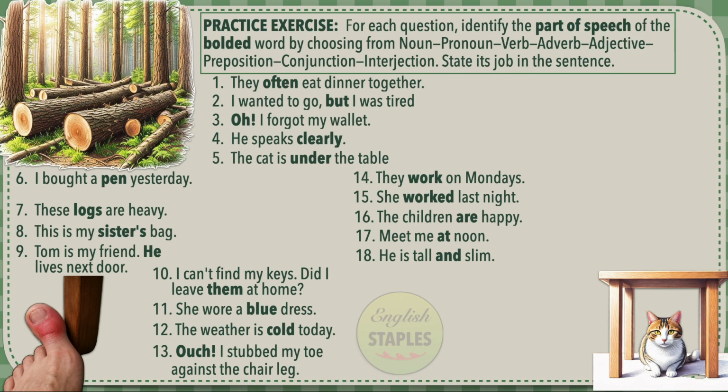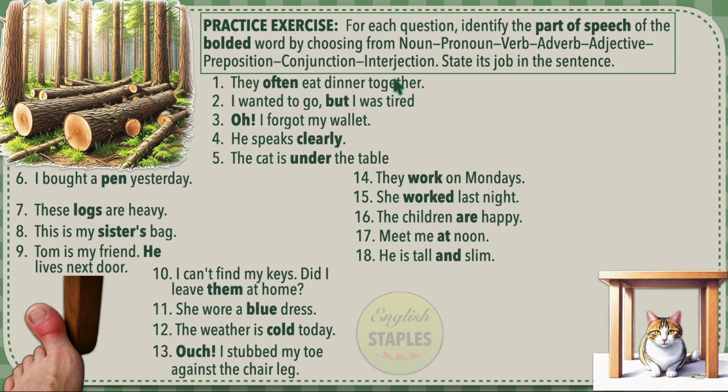Now, here is your practice exercise. You have 18 questions. Let's work on a few of these together. Practice exercise. For each question, identify the part of speech of the bolded word by choosing from noun, pronoun, verb, adverb, adjective, preposition, conjunction, interjection. And then you're going to state its job in the sentence. Let's do number one together.